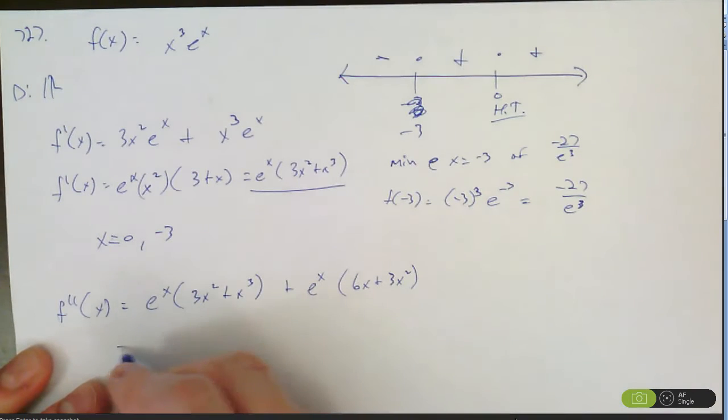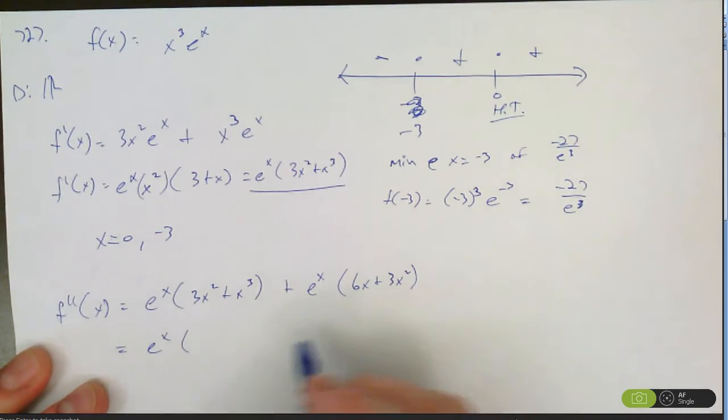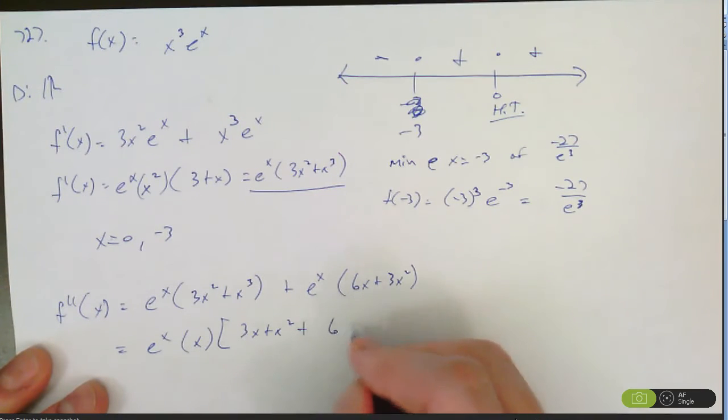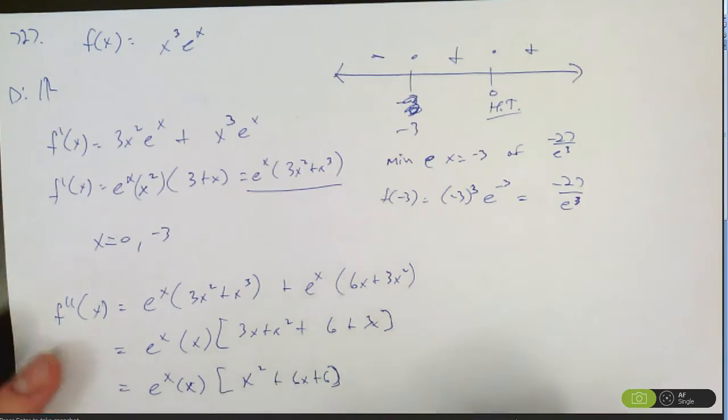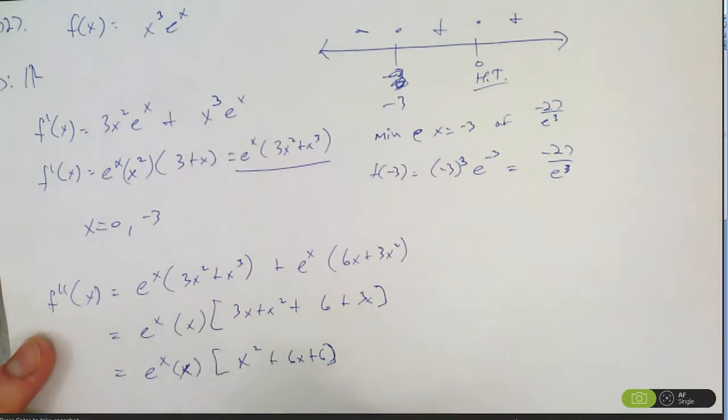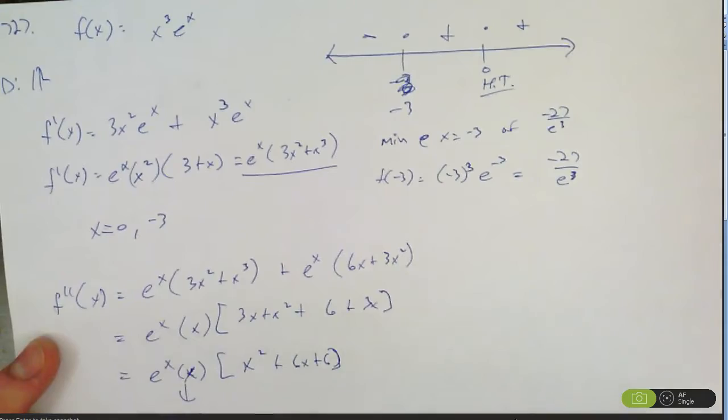Okay. What I can do then is take out an e to the x and an x. And that gives me 3x plus x squared plus 6 plus 3x. This simplifies to x squared plus 6x plus 6. And this is where this really becomes a pain in the neck. I get x equals 0. That's easy enough to mess with.